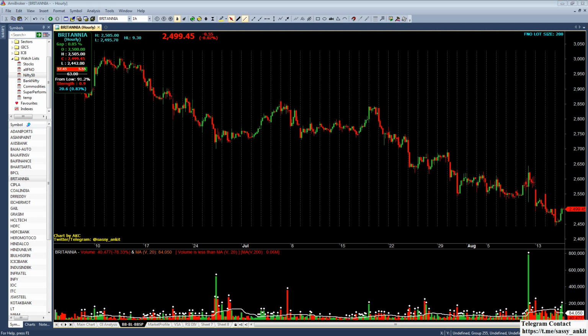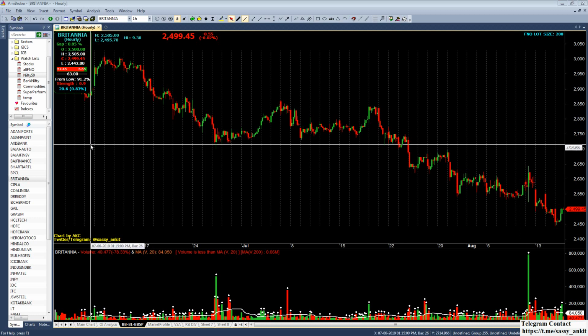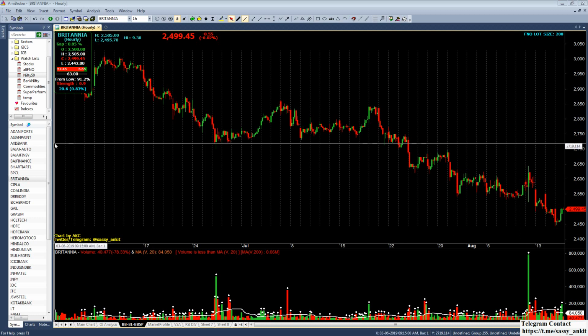Let's see an example of a falling trend line. We are on the Britannia hourly time frame, but I'll be trading this stock on the 15 minutes time frame. I am just switching up the time frame so that everyone can utilize this on the time frame of their liking.